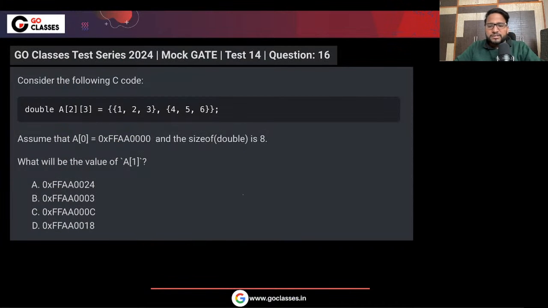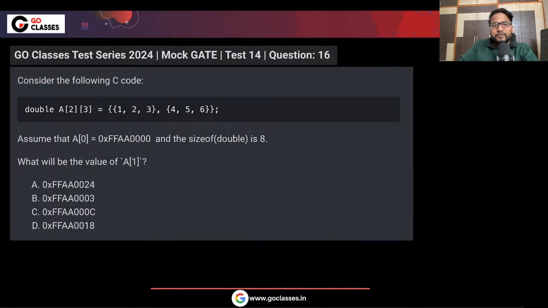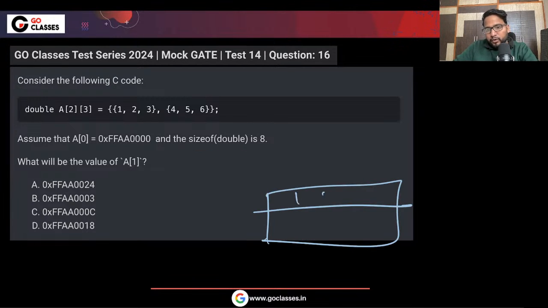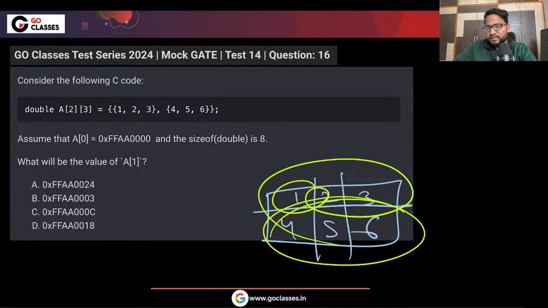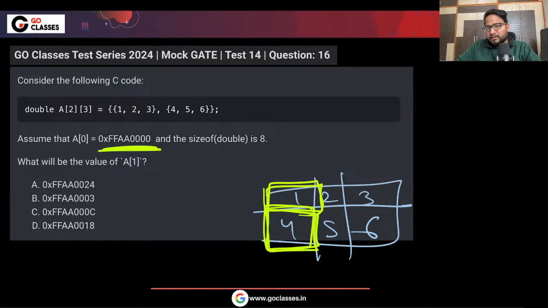Now again, this question was easy, which I have taken from CMU. The answer is C. So basically, we are saying here that the size of double is 8, right? So they are saying this is an array: 1, 2, 3 is there and 4, 5, 6 is there. Now what you want to do? You want to say that the address of A[0] is this, and now they are asking for the address of A[1]. So they are just asking what should be the address of this particular element, right?